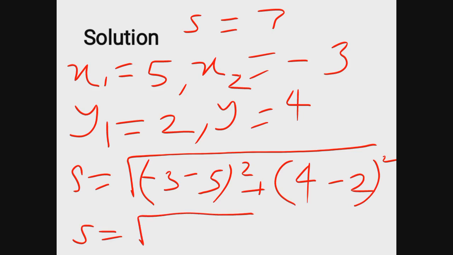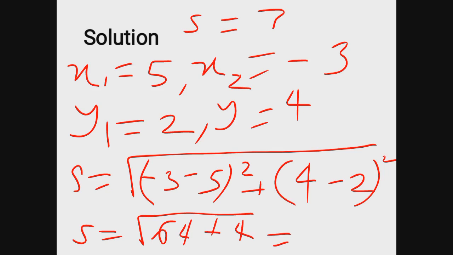-3 minus 5, that will give us -8. And -8 squared, that will give us 64. Plus 4 minus 2, that will give us 2. 2 squared, that will give us 4. That implies that we need to look for the square root of 64 plus 4.